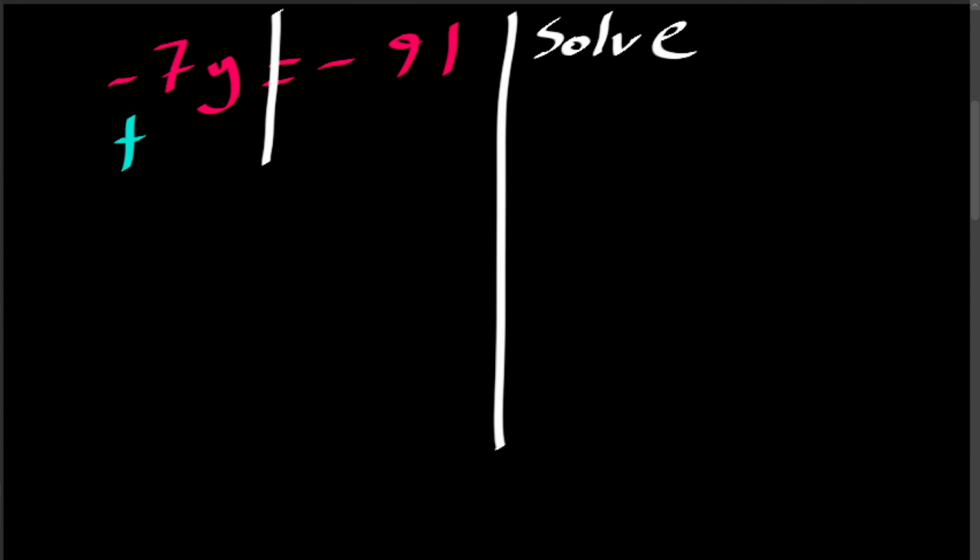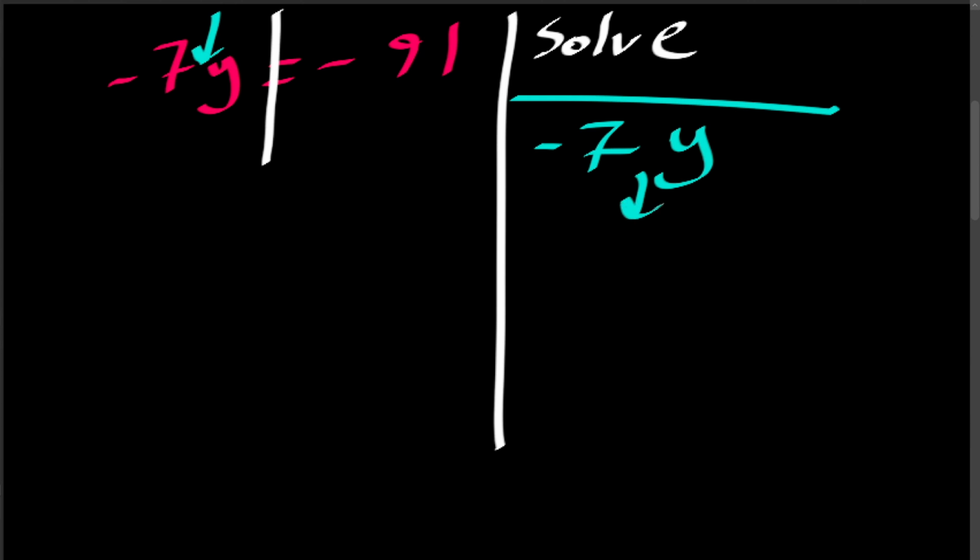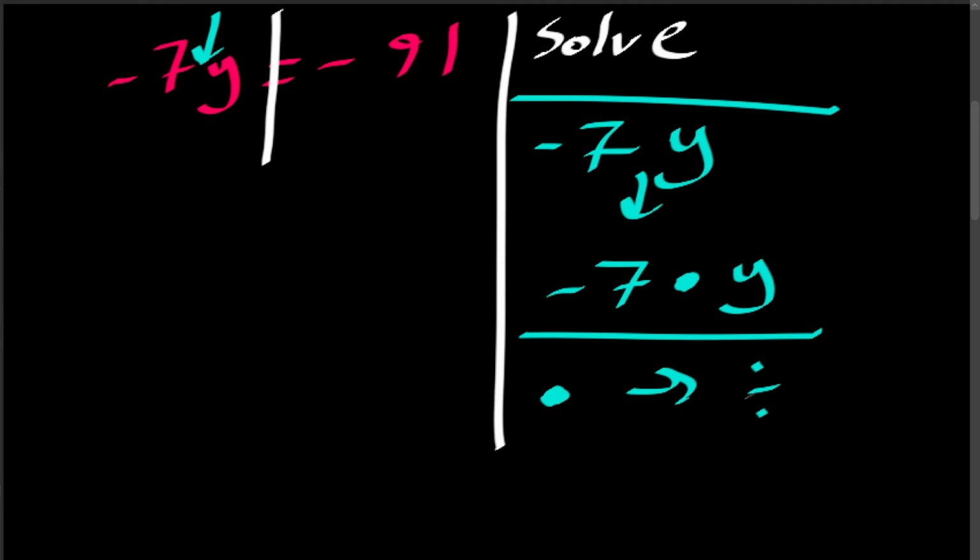But that's not actually true in this case because we need to look in between negative 7 and y. And when you have a coefficient and a variable glued together like this, negative 7y, it's actually glued together with multiplication. This is negative 7 times y. So the opposite operation of multiplication is division. So we're going to divide to get rid of negative 7.